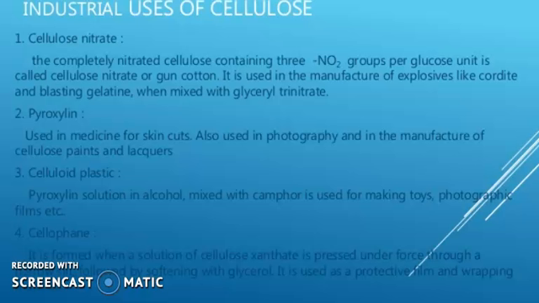So, industrial uses of cellulose: cellulose nitrate, pyroxylin, cellulose plastic, and cellophane. A solution of pyroxylin in alcohol mixed with camphor is used for making toys and photographic film. Other pyroxylin is used in medicine for skin cuts and also in photography and in the manufacture of cellulose paints and lacquers.